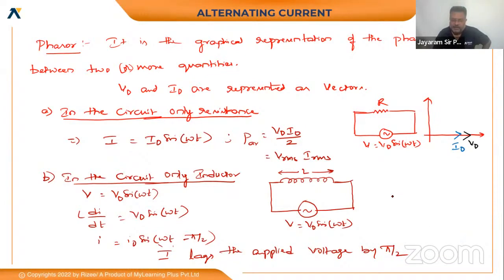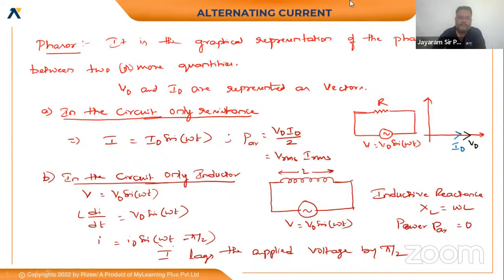And correspondingly, for the inductor, the reactance is the inductive reactance, which is given by XL is equal to omega L, and the power, that is the average power, will be equal to 0. Okay, so this is the condition when only an inductor is connected in a circuit.